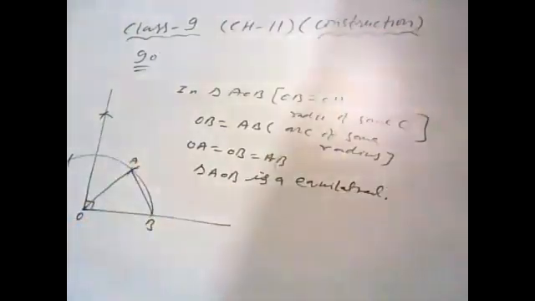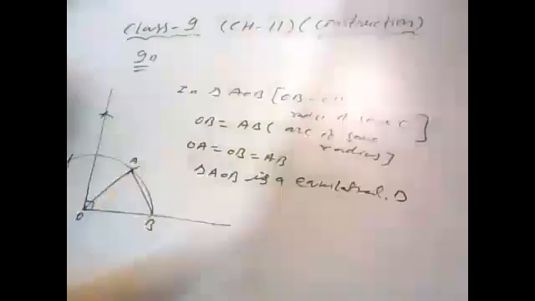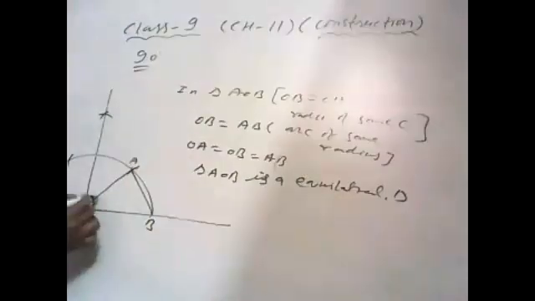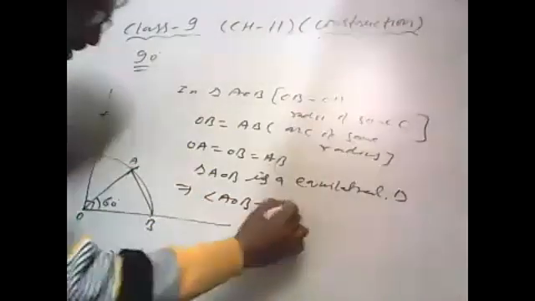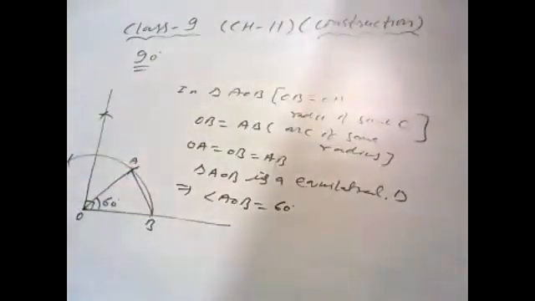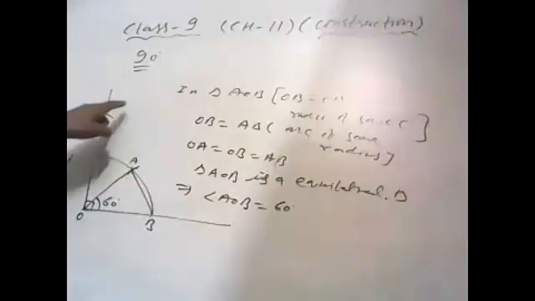Has it become an equilateral triangle or not? And you know that in an equilateral triangle, all angles are 60 degree. That's why angle AOB is equal to 60 degree. So first we need to justify this angle of 60 degree before justifying the angle of 90 degree.